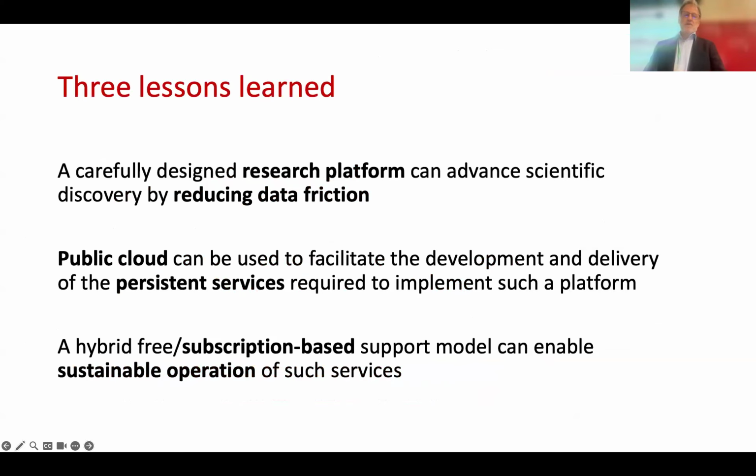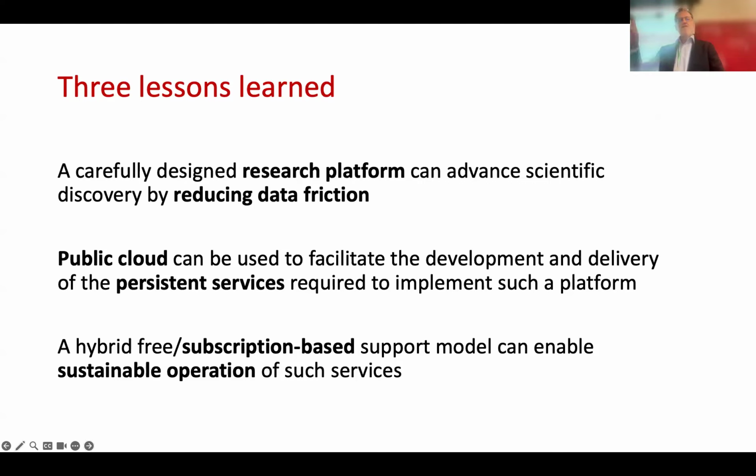So some lessons that we've learned. The extent to which we can accelerate discovery by providing research platforms like this is, I think, tremendous. Public commercial cloud is a tremendous resource for building such systems. I still think it isn't used enough for this purpose in the sciences and engineering.